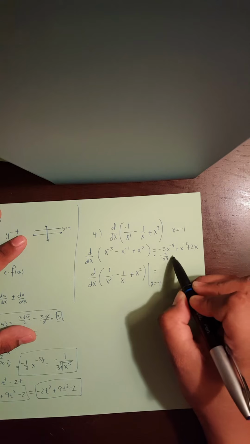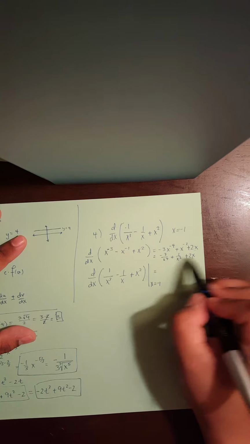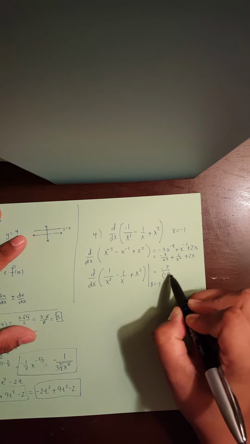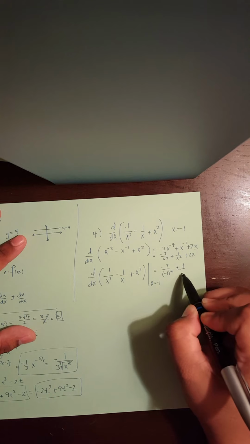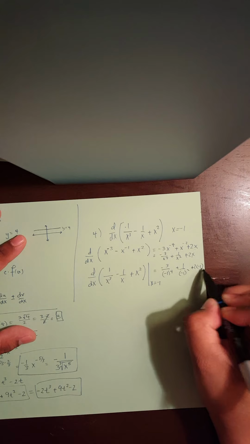4th plus 1 over x squared plus 2x. So I'm plugging this negative 1 into this portion here. So it's going to be negative 3 over negative 1 to the 4th plus 1 over negative 1 squared plus 2 times negative 1.